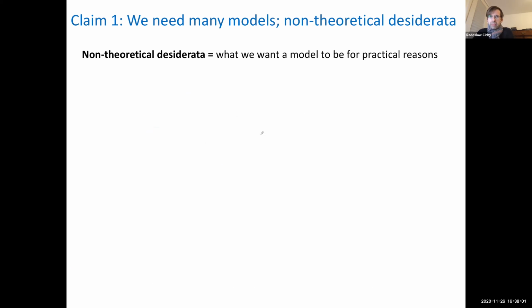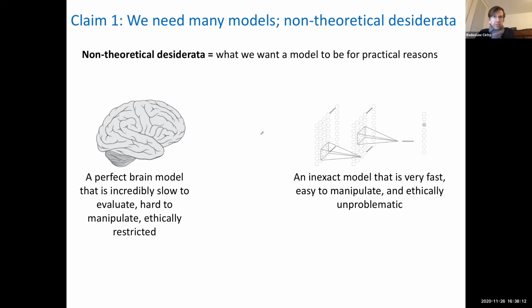The same claim I would like to make for non-theoretical desiderata. Non-theoretical desiderata are basically stuff you want a model to be not for theory reasons, but for other reasons. And to make this clear, look at a contraposition. Let's say you could have access to the perfect brain model. It's like the brain in all aspects, whatever you ever wished for. But unfortunately, it's incredibly slow, it's hard to evaluate, and it's ethically restricted, like, for example, the human brain or a primate brain. Or you could have an inexact model that is very fast, easy to manipulate, and ethically unproblematic. You can smash it with a hammer, you can do whatever you want with it, who cares?